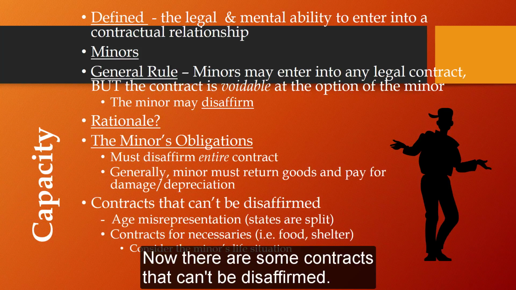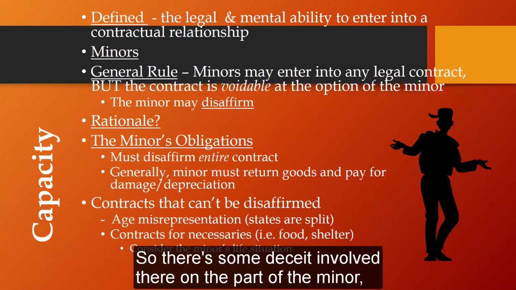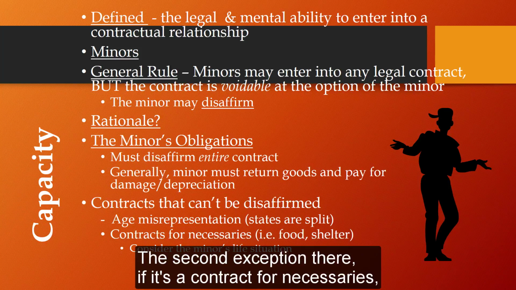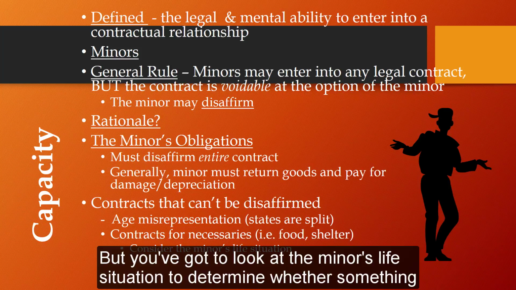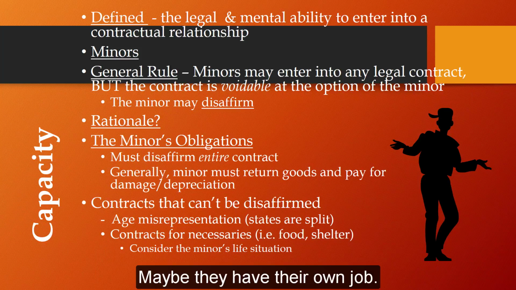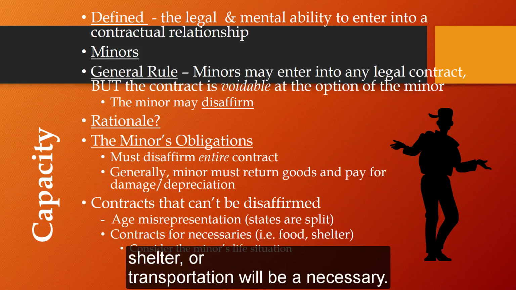Now there are some contracts that can't be disaffirmed, one being where the minor has misrepresented his or her age, so there's some deceit involved there on the part of the minor. We're not going to let them out of that contract. The second exception there, if it's a contract for necessaries, food, shelter, things like that, but you've got to look at the minor's life situation to determine whether something is or is not a necessary. I mean, if they've moved out of their parents' house and are living on their own, maybe they have their own job, in a situation like that, it's more likely that the food, shelter, or transportation would be a necessary.